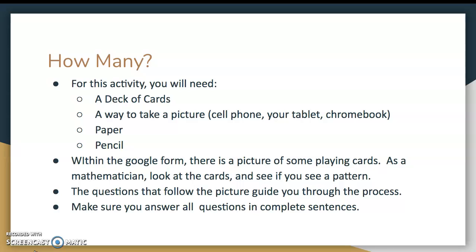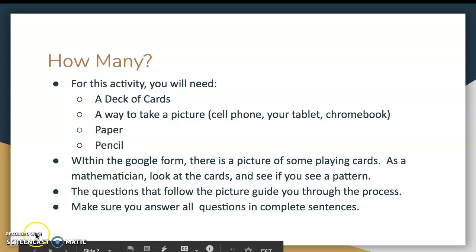So within Google Form, there's a picture of some playing cards. What you're going to do is look at it through a mathematician's eyes, and look at the cards and see if you can see a pattern within those cards. There are questions that follow the picture that will guide you through the process. Make sure that while you are looking at the cards and trying to answer the questions, you answer all the questions in complete sentences, and make sure that you have the correct amount of sentences for each one as well.